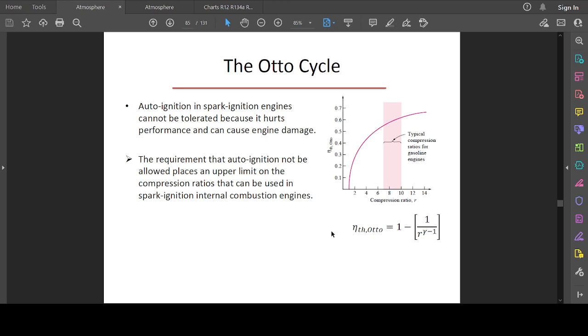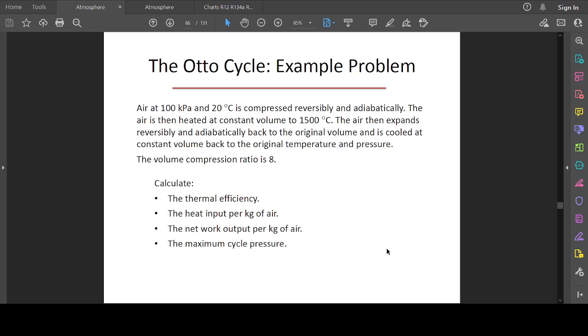Okay, and with this we can rewrite the thermal efficiency of the Otto cycle in terms of the compression ratio, accounting for gamma, to solve for the thermal efficiency. So, the first example for the Otto cycle.